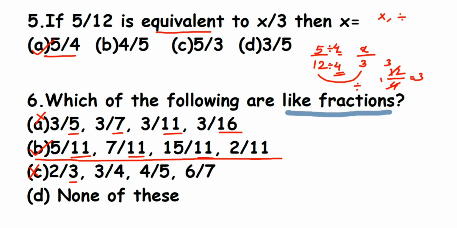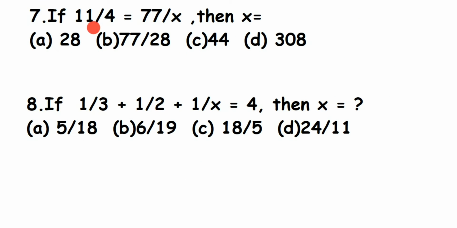Then the next question, seventh one. Now in the seventh question, it's again a kind of equivalent question. If 11 by 4 is equal to 77 by x, then what is the x value? Now they've put an equal sign there. Equal sign means they're equivalent here. Okay, 11 by 4 is equal to 77 by x, means they're equivalent fractions. So from 11 I got 77, means we are multiplying here.